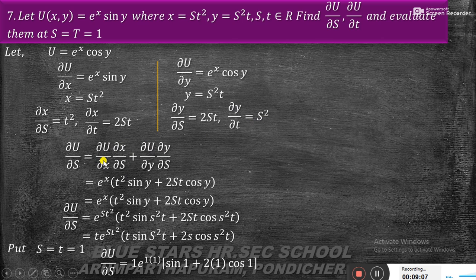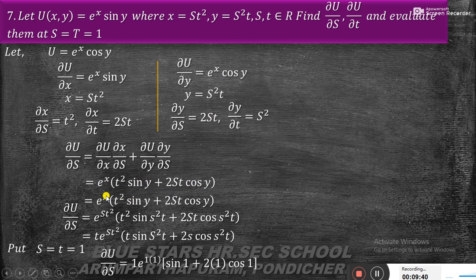So ∂u/∂x means e power x sin y, into ∂x/∂s, which is t square. Next, ∂u/∂y means e power x cos y, and ∂y/∂s means 2st. Both terms have e power x common, so I take e power x outside: e power x into (t square sin y plus 2st cos y).